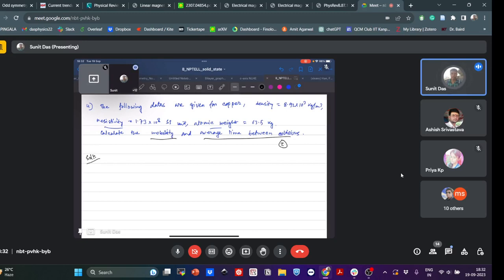So has anyone found any of these quantities, mobility or average time between the collisions? So you guys understand the problem, right? Okay, so let's solve.